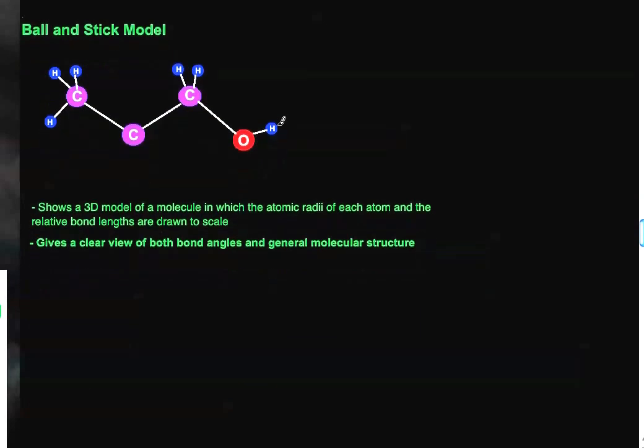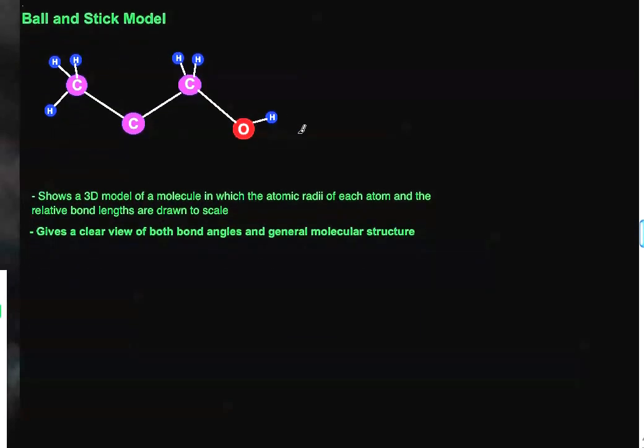And lastly, we have the ball and stick model. This model shows a three-dimensional view of the molecule in which the atomic radii of each atom and the relative bond lengths are drawn to scale. This becomes very useful because it gives a clear view of both the bond angles present in the molecule and the molecular structure.